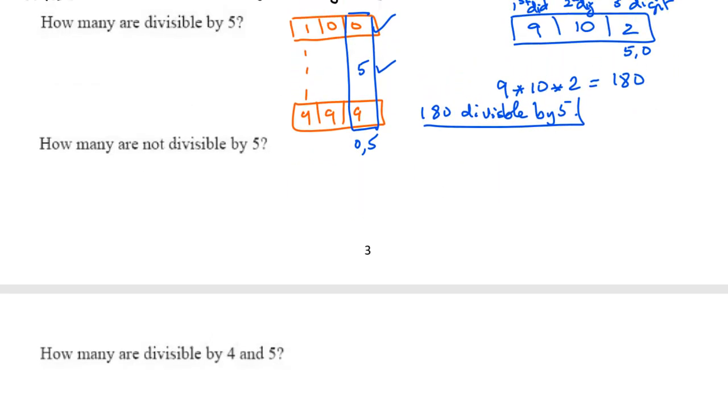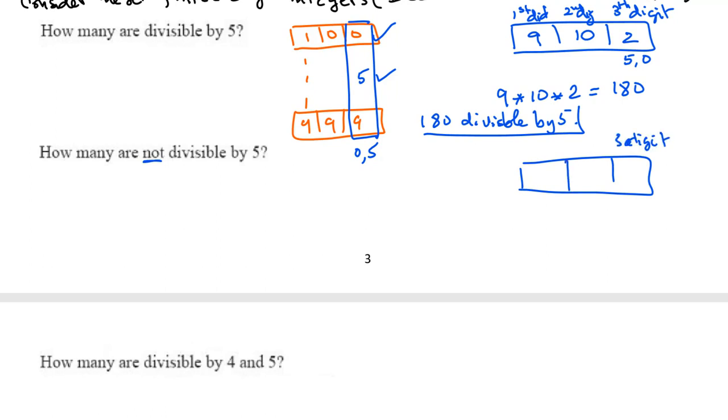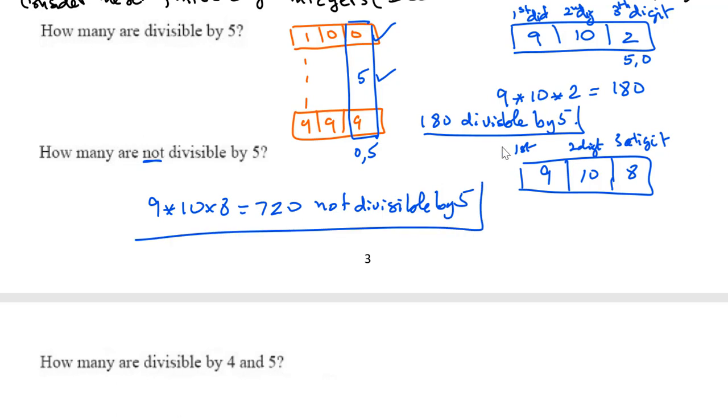So the same type of question now, how many are not divisible by 5? It's very similar. The only difference is that for the last digit, the third one, we have 8 to choose from, because we don't choose 0 and 5. That means we have 8 to choose from here, and then 10 for the second digit, and for the first digit we pick 9. So we have 9 times 10 times 8, which is 720, not divisible by 5.